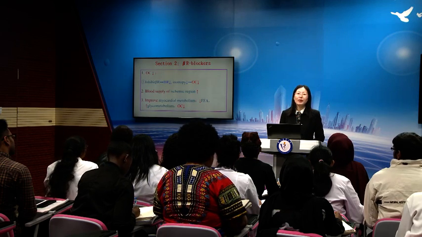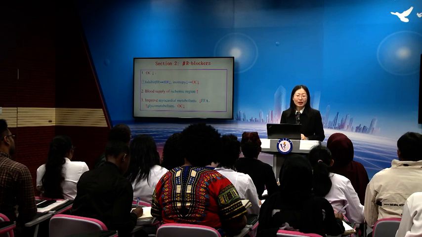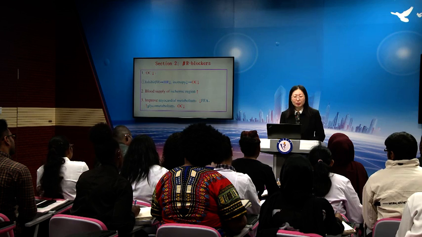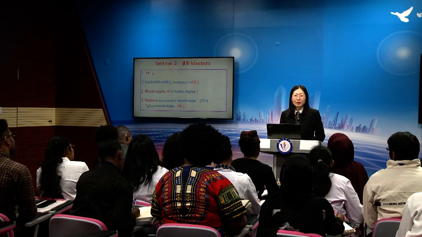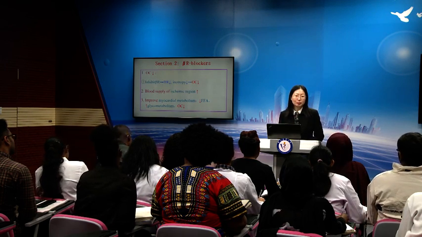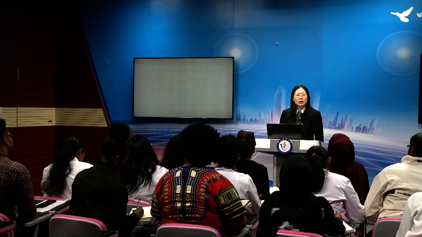And the third one: beta receptor blockers can block beta-3 subtypes and improve myocardial metabolism, reduce free fatty acids, and increase glucose metabolism, reducing oxygen consumption and at the same time improving cardiac function. Very useful for angina pectoris. We use beta receptor blockers to treat angina.